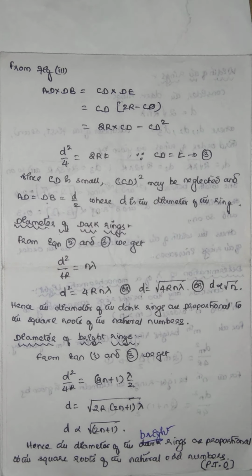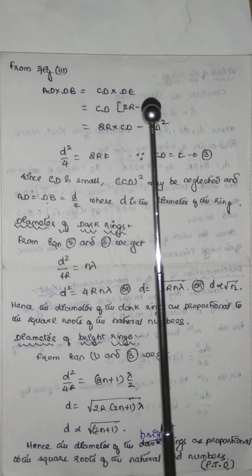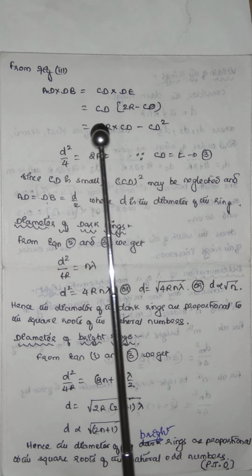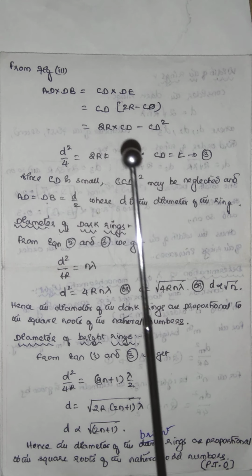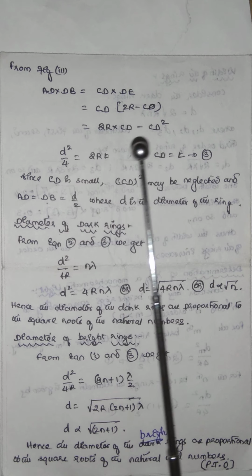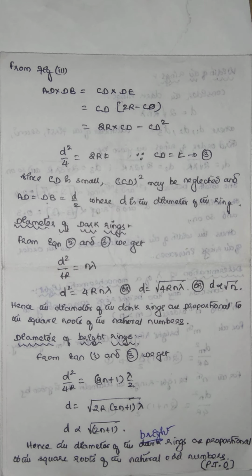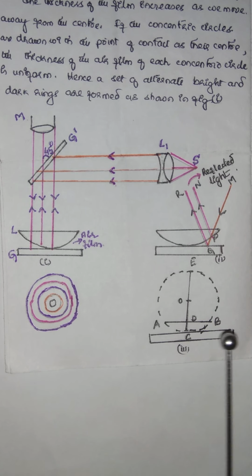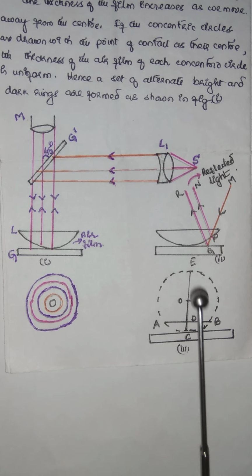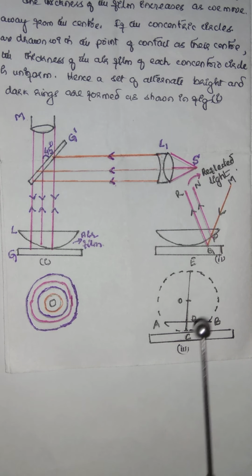Now from the figure, AD into DB is equal to CD into DE. That is, CD into DE, where DE can be written as 2R minus CD. So 2R into CD minus CD into CD is CD square. DE can be written as 2R minus CD.